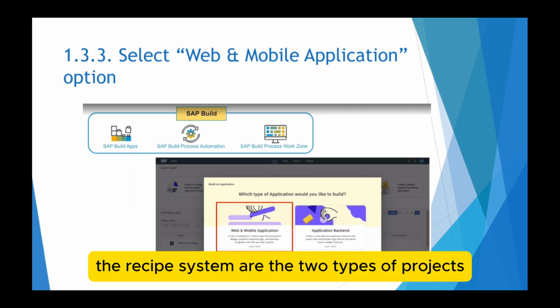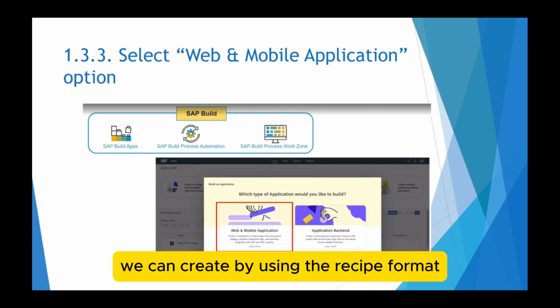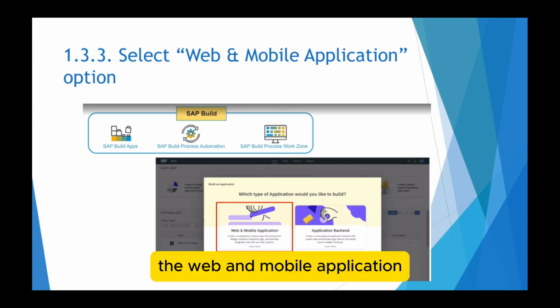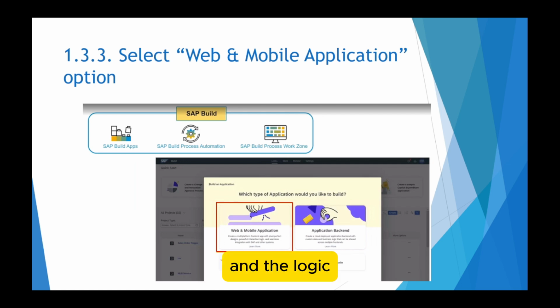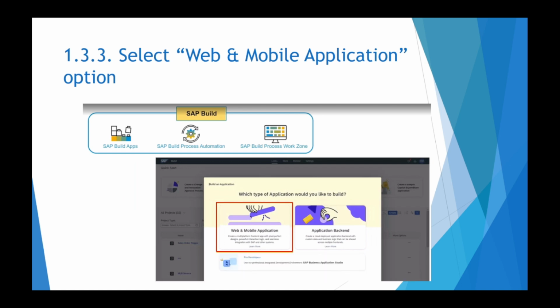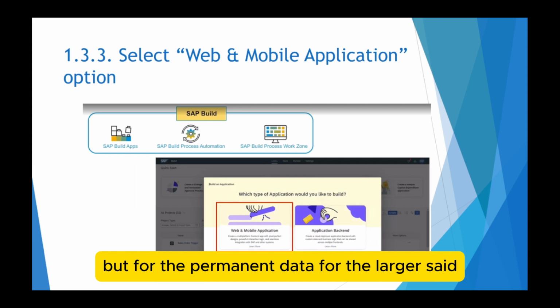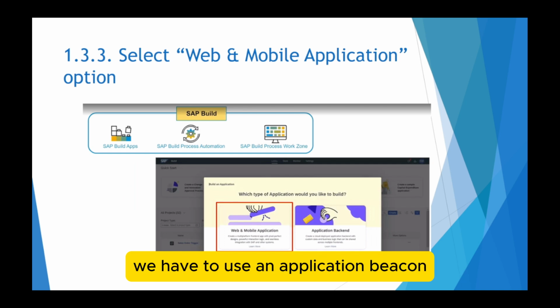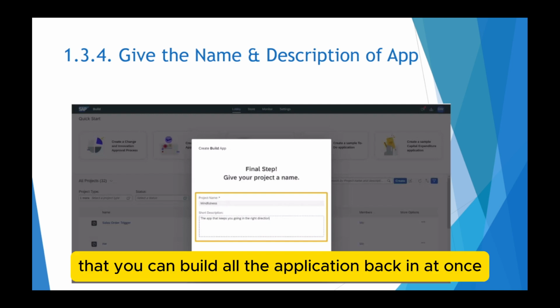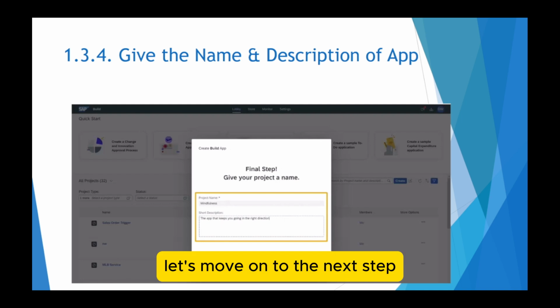The SAP system asks which of two types of projects we can create. The first one is web and mobile application, and the second one is application backend. The web and mobile application is used for the interface and the logic, and we can use sample data for building an app. But for permanent data, for large data sets, we have to use an application backend. SAP Build also provides the option to build the application backend at once. Let's move on to the next step.